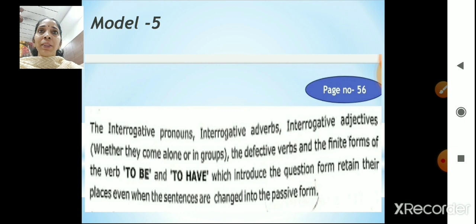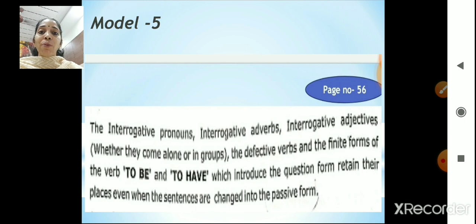Interrogative adjectives? Yes, they describe a noun that is used in a question. And examples of interrogative adjectives? What are they? Examples: what, which, whose, etc.